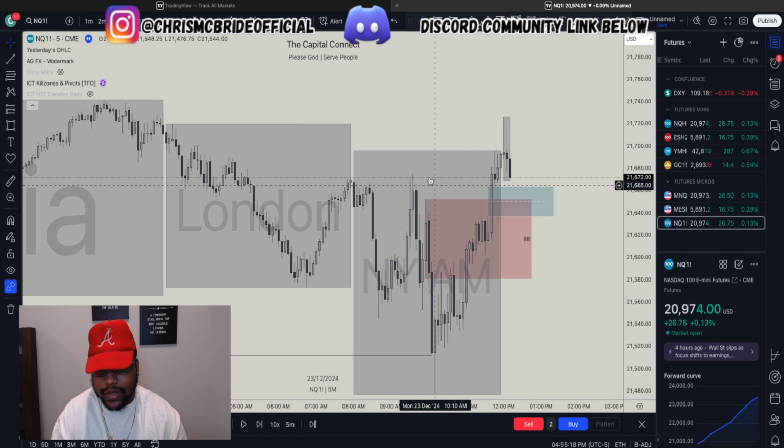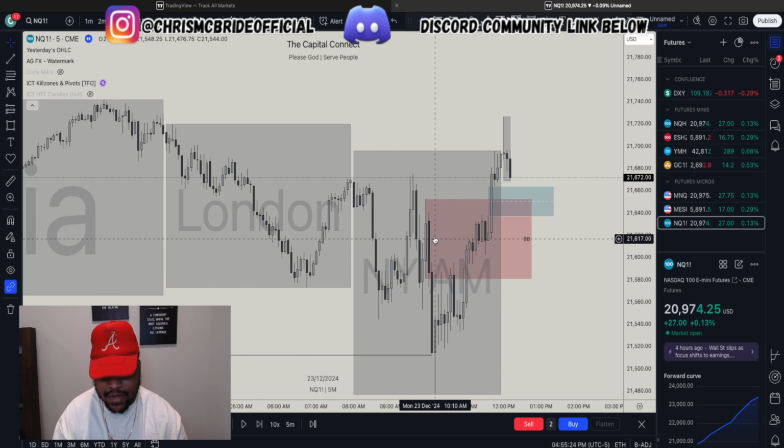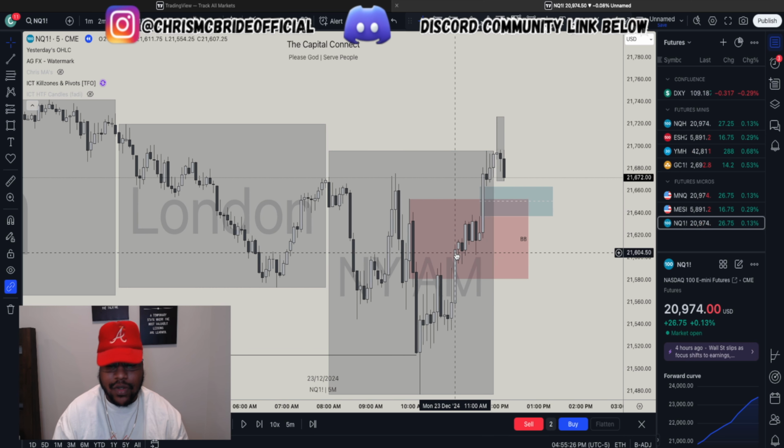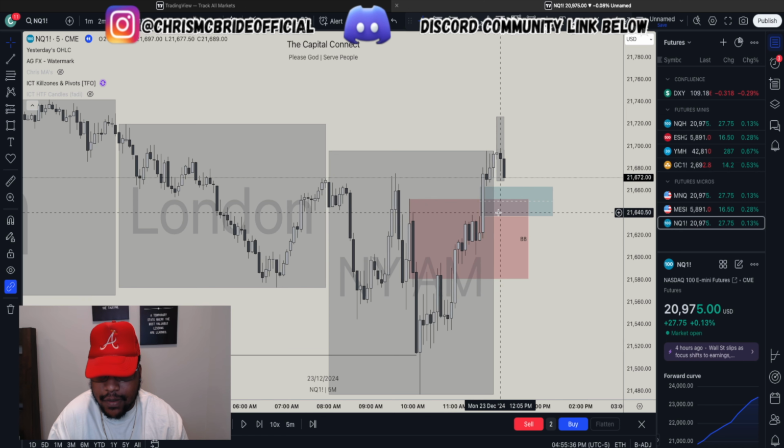So I went ahead and marked out my breaker block. Why is this the breaker? This is the last bullish candle before the sweep of that low. So this is now our breaker. And now we're looking for a fair value gap to overlap with that breaker in order for our unicorn setup to complete, right? So we have this fair value gap that overlaps with our breaker.